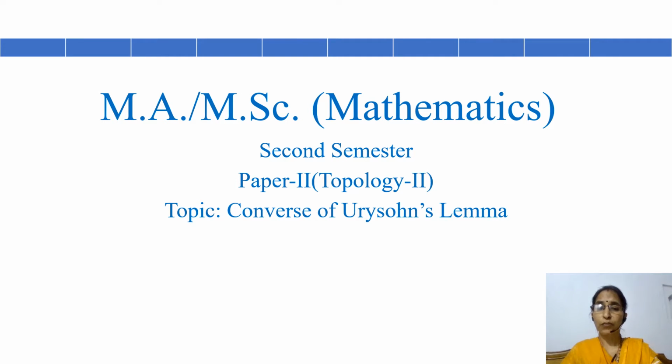Today's topic is Converse of Urysohn's lemma. In the last lecture, we have proved Urysohn's lemma that it states that if a space is normal, then for every pair of disjoint closed sets, there exists a continuous map which separates them. And the converse is if in a topological space for every pair of disjoint closed sets there exists a continuous map which separates them, then space is normal.